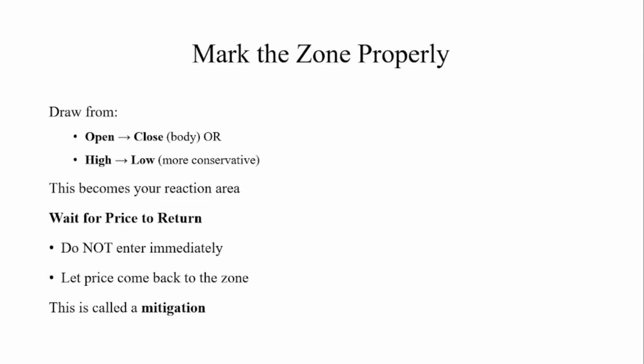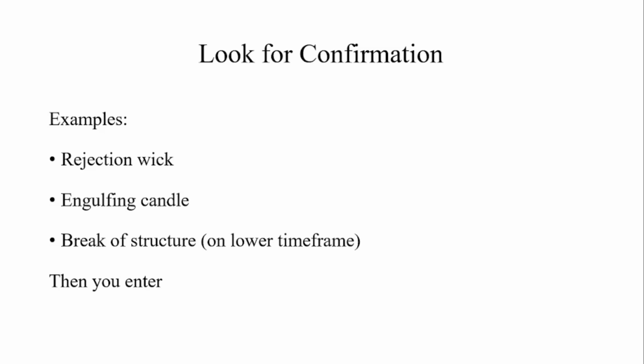Wait for price to return. Do not enter immediately. You do not want to enter immediately. Let price come back into that zone that you have marked out as your POI or your order block. This is called a mitigation. Price has to mitigate that particular zone you initially mapped out as your order block. Now, it is from that zone that you want to start looking for confirmation.